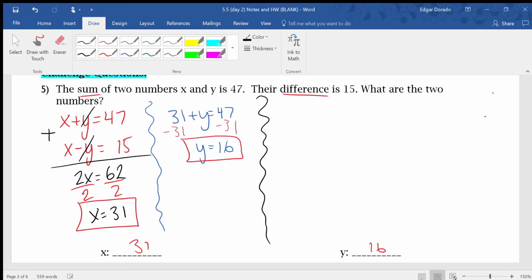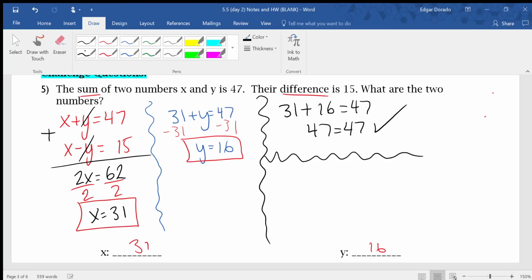So let's test out the first equation. 31 plus 16 equals 47. If this is true, then we should get a true statement here. So what's 31 plus 16? Well, that's 47. So yep, checked out.